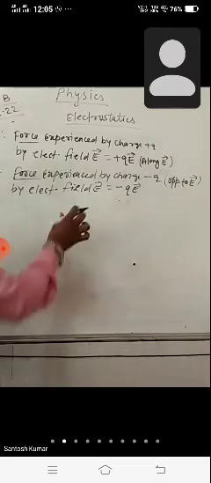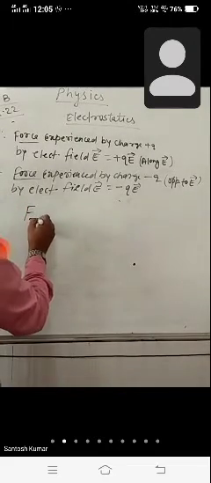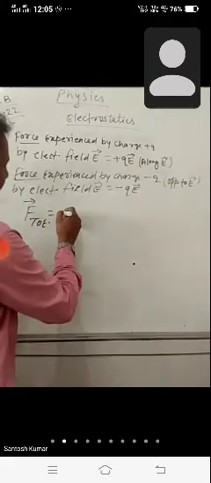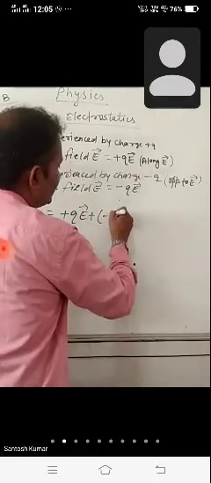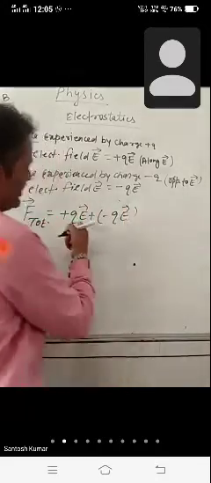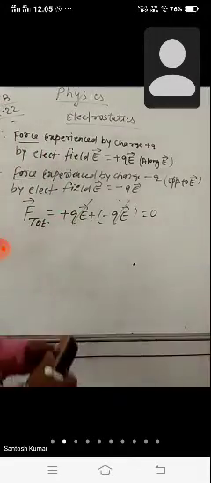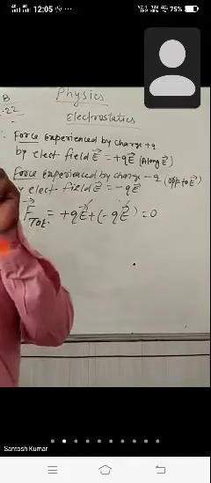So you can write F total force. So what will happen there? Plus QE plus minus QE. Just see, plus QE minus QE. It will experience zero force. Zero force means the resultant force will be zero.